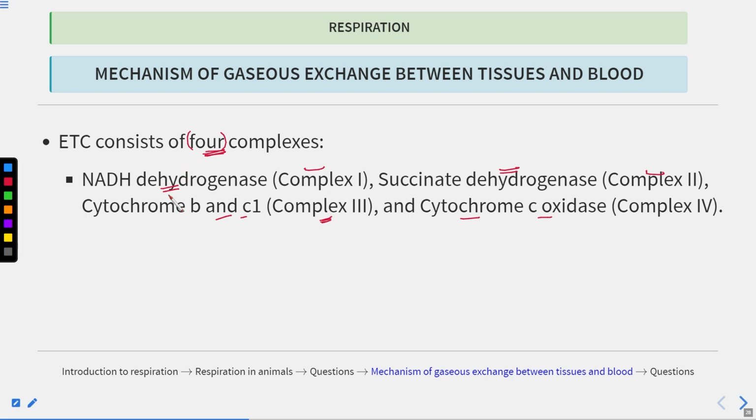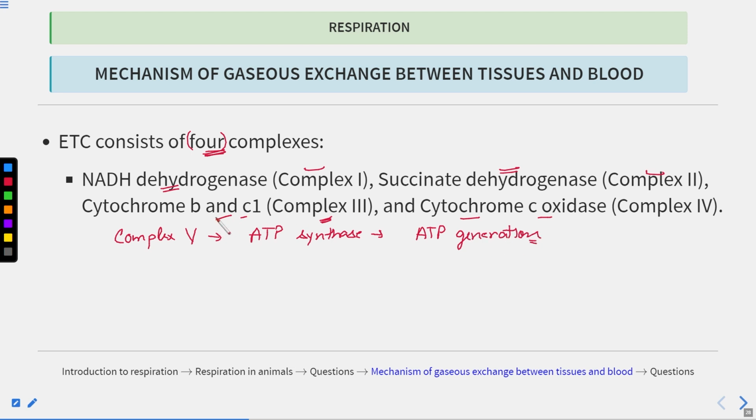Apart from this, one more complex is present, which is now called complex 5. This complex 5 is known as ATP synthase. And what is the function of ATP synthase? It is involved in ATP generation or ATP formation.